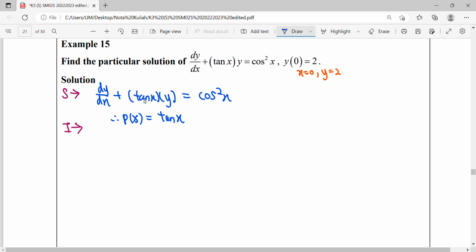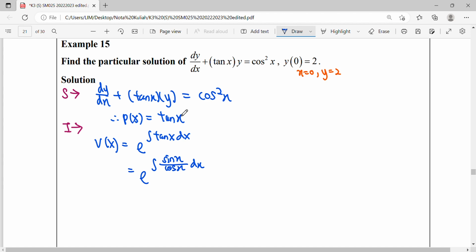Okay, second step, finding the integrating factor, which is I(x). It will be e to the power of integral of P(x) dx. So we're doing the integration in the power part here. Integrate tan x. We don't have a formula to integrate tangent directly. Tangent can be simplified as sin x over cos x. Alright, simplify sin x over cos x.